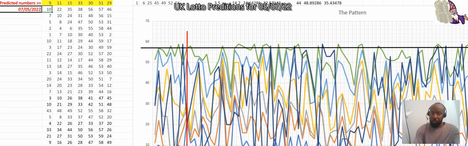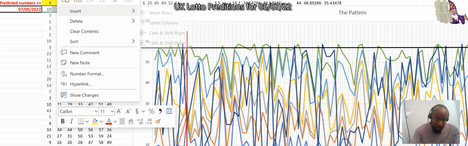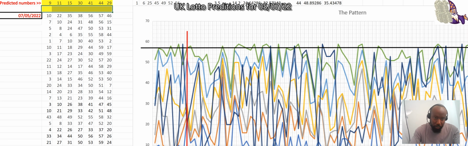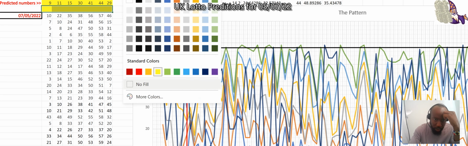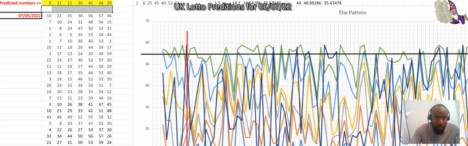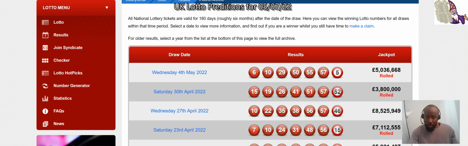So now I need to get my figures. I need to fill in the new figures in here. So if I do an insert, you would notice straight away the figures change. Then I go get the figures from the past few days. As you can see, my last figure was this one on the 27th. I did not play the Saturday or the Wednesday.